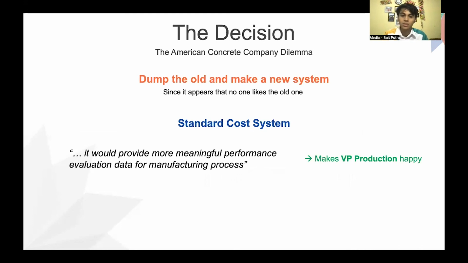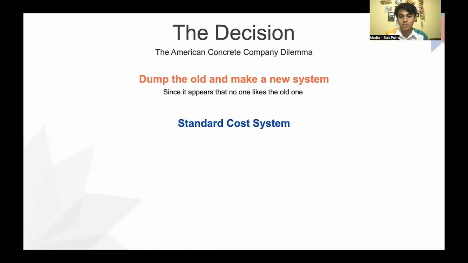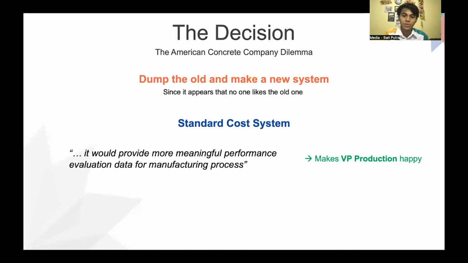It's because it will provide more meaningful performance evaluation data for the manufacturing process, and it makes the VP of production happy. If you go back to the previous slide, the VP of production says that the sales manager did not make any research and controllers did not notice the poor sales estimations. And here, with the new standard cost system, it will provide more meaningful performance evaluations, which the VP of production hated in the previous system.